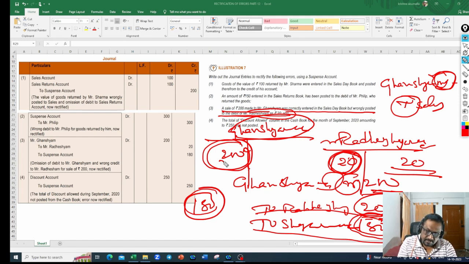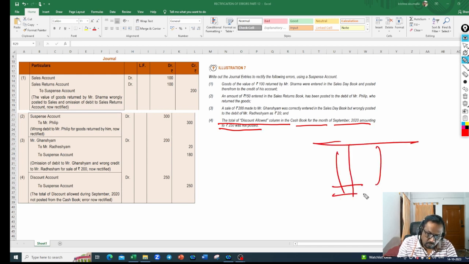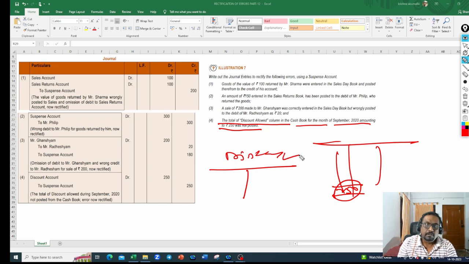Clear? Right. Next. The total of discount allowed column in cash book for the month of September 2020 amounting to 250 was not posted. So cash book discount allowed column totaled 250 rupees. This total has to be posted to discount account. Discount allowed, right? Discount allowed is an expenditure. This has to be posted in debit side. This is not posted. So what I'm supposed to do? I need to post it. So discount allowed account, I need to debit 250.